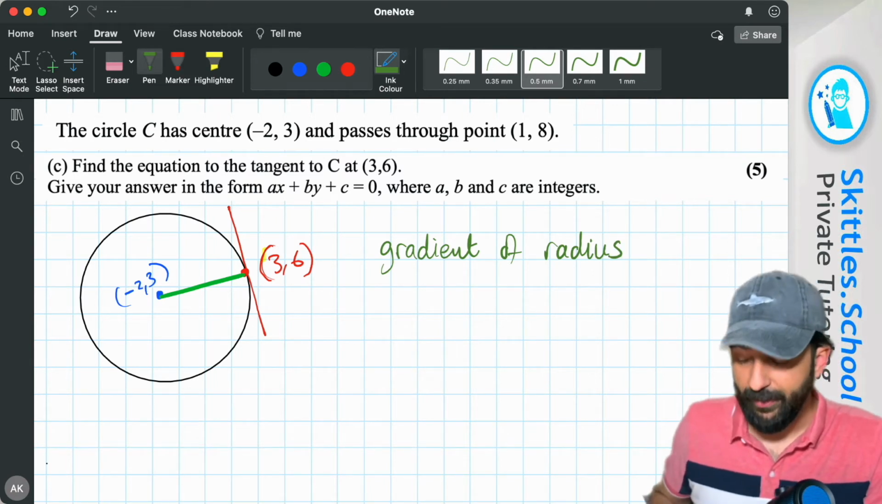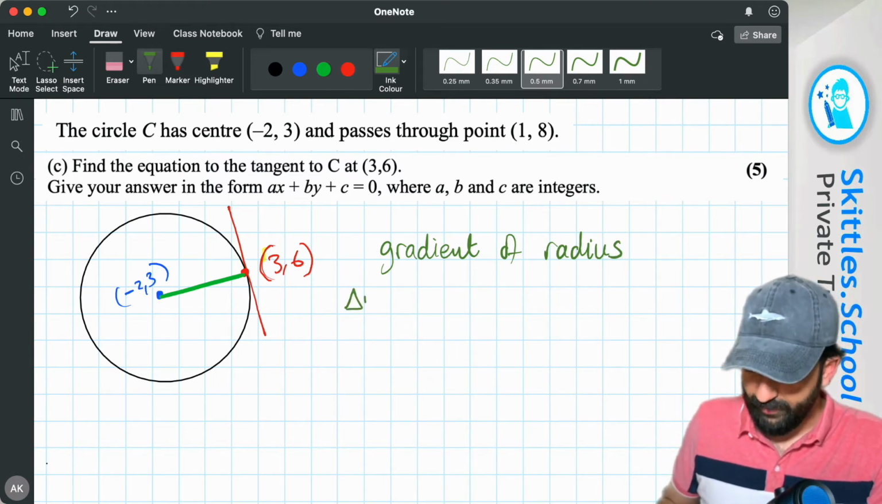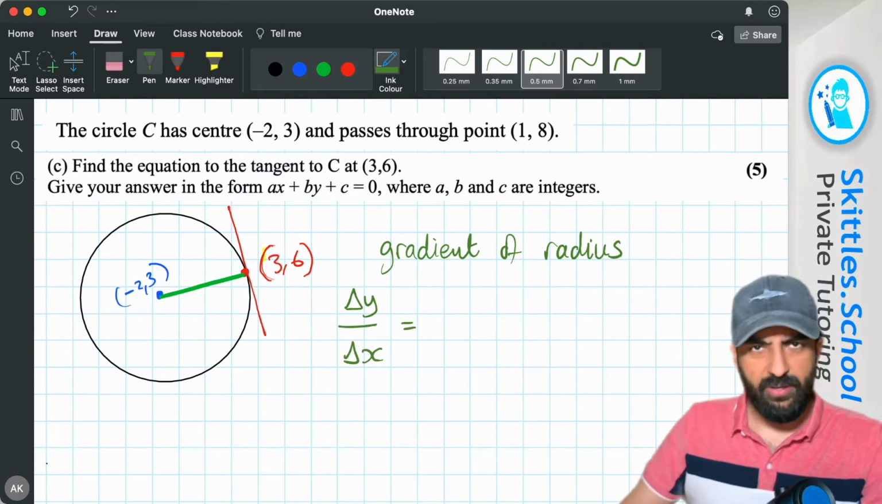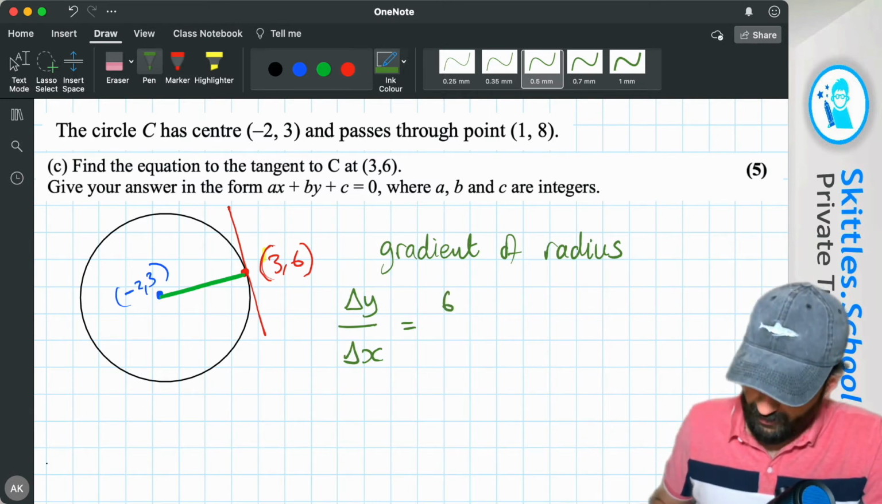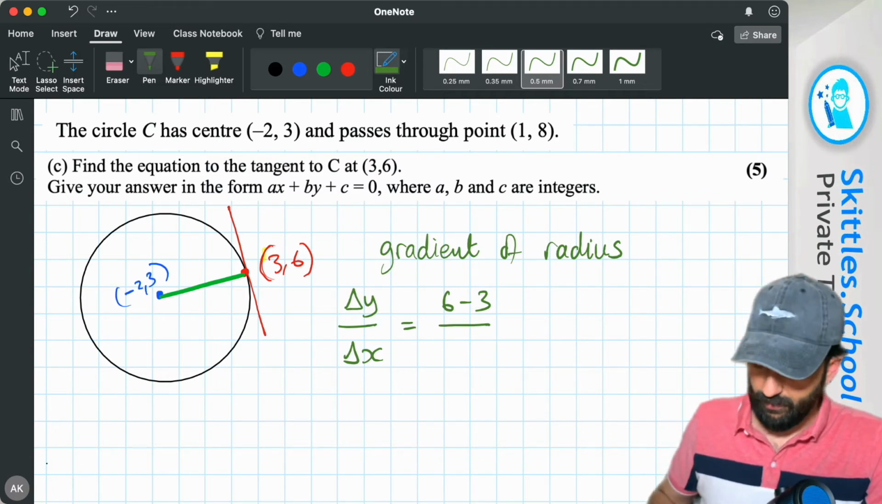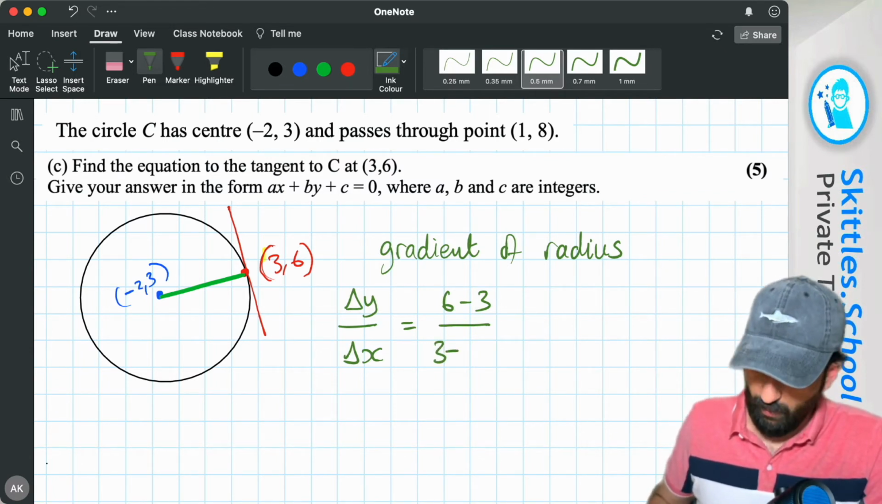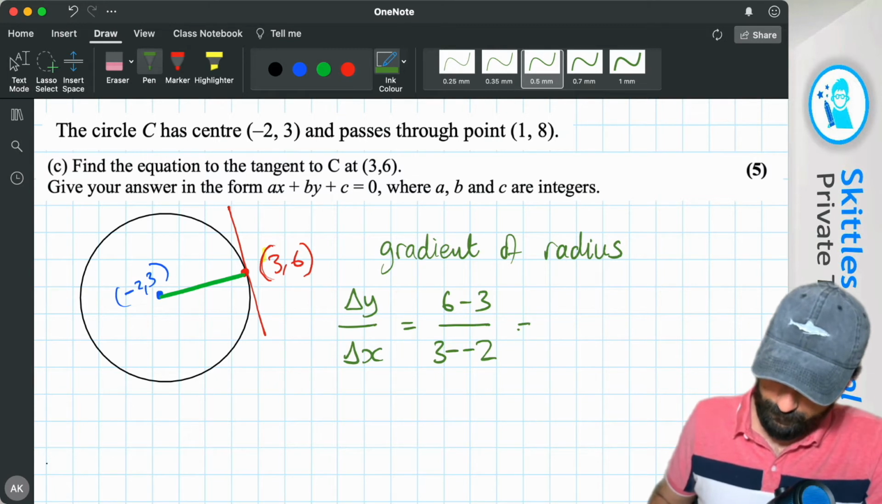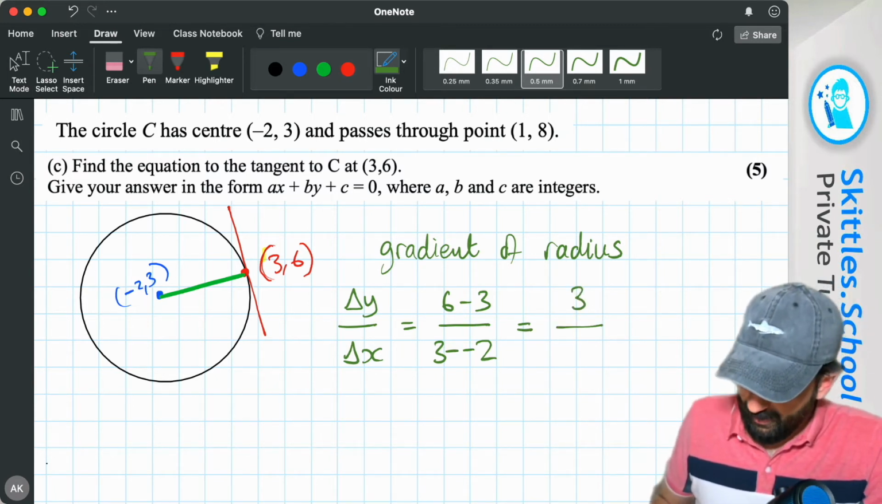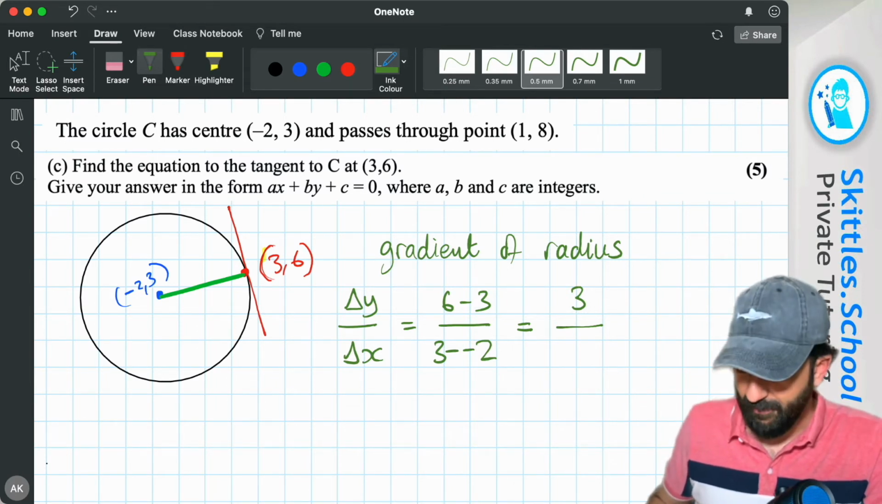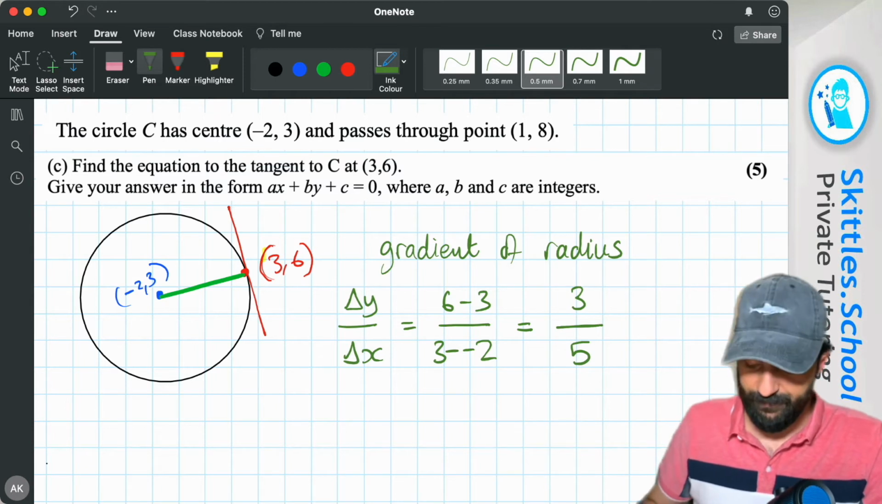So we know how to work out a gradient. To work out a gradient, we do the difference in y divided by the difference in x. So the difference in the two y values, 6 and 3, difference is a takeaway, so 6 take away 3. And the difference in the two x values, 3 take away -2. So 6 subtract 3 is 3. And 3 subtract -2 is 5. So there's our gradient for the radius.